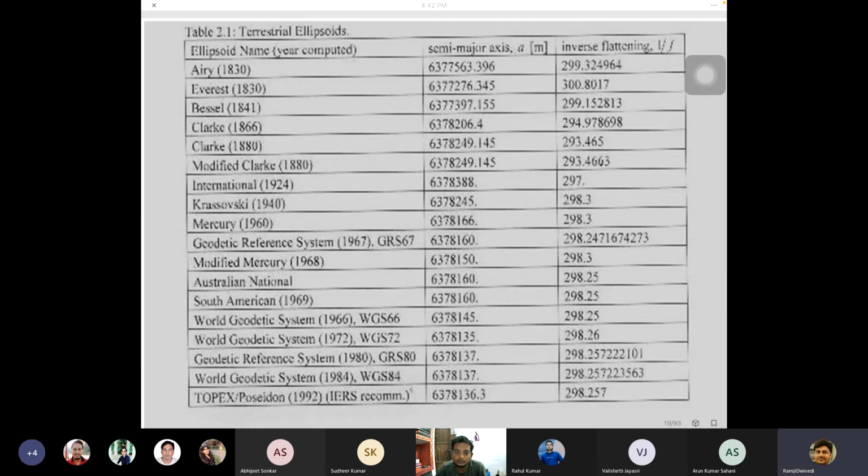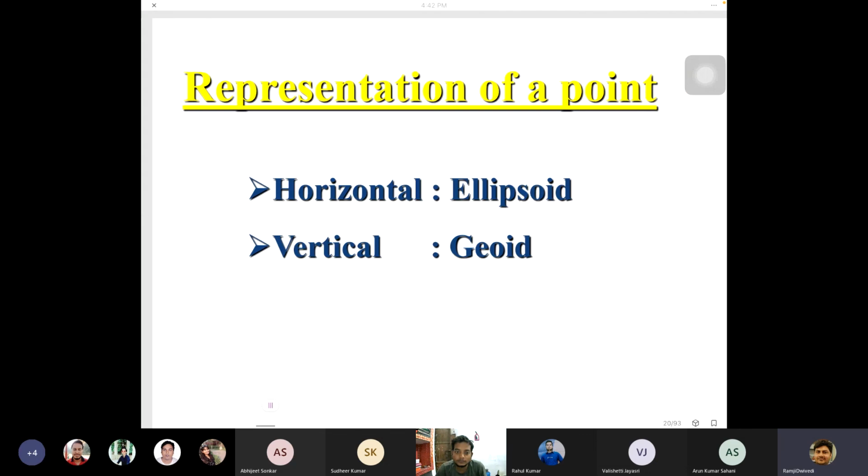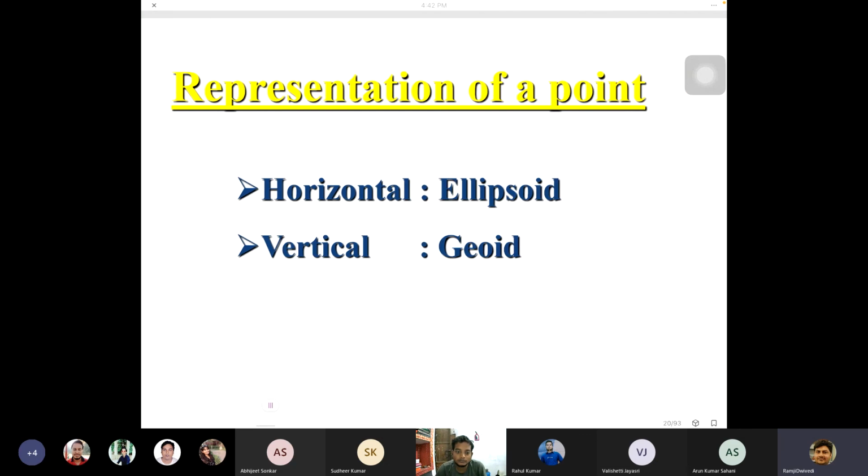Representation of a point can be given in two different manners. Horizontally, you can define a point on an ellipsoid, and vertically you can have a geoid representation. That means horizontally you can take help from the ellipsoid, but vertically the height information should come from a geoid, because from country to country the height variations are such that you cannot take a reference from another country for working on your own land parcel.